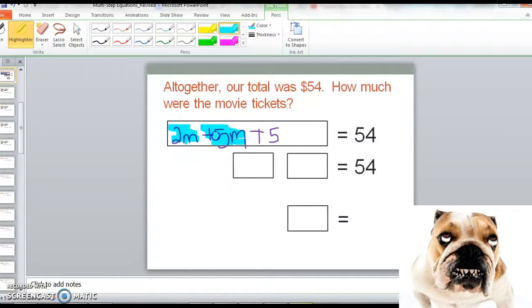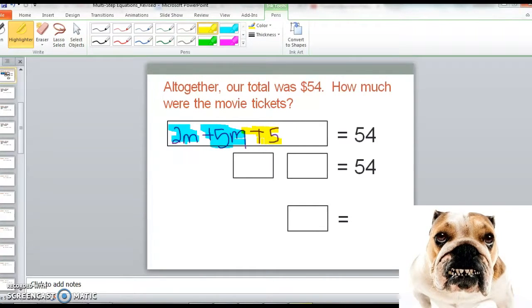5M and 2M are like terms because they have the same variable, and plus 5 is its own term. 2M plus 5M is 7M plus 5. I cannot combine 5 with any other term in the equation.